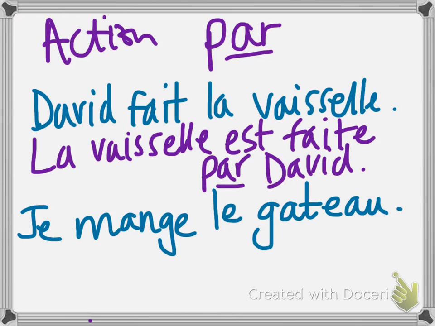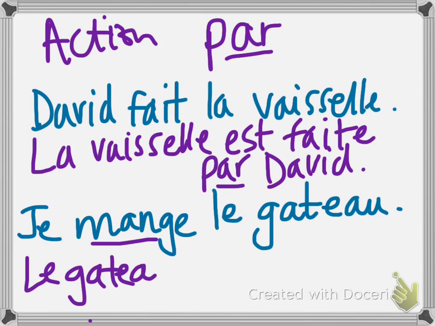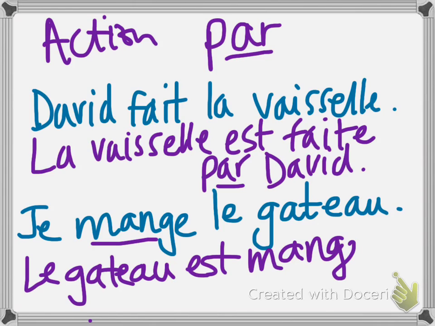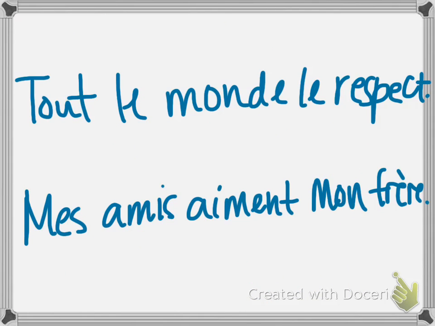Je mange le gâteau. Mange is an action, so the sentence in passive voice becomes le gâteau est mangé par moi. So we use par. The other preposition that we use is used when the verb expresses a state of being.